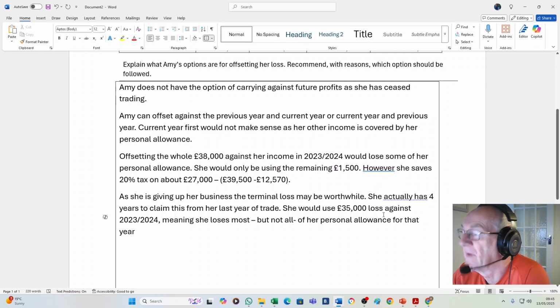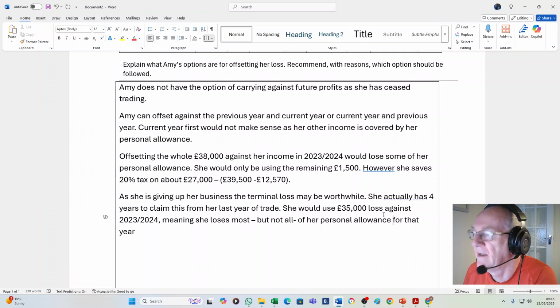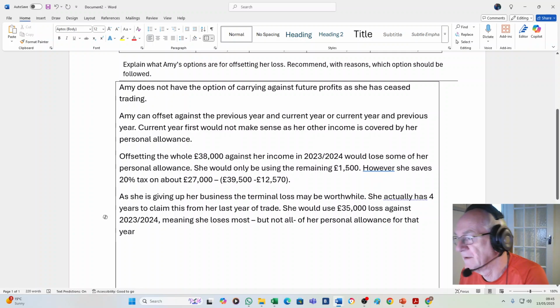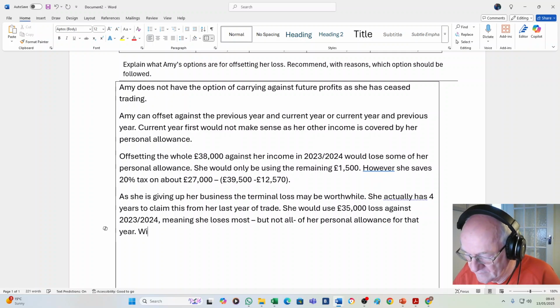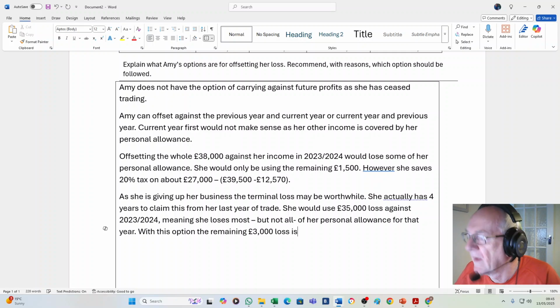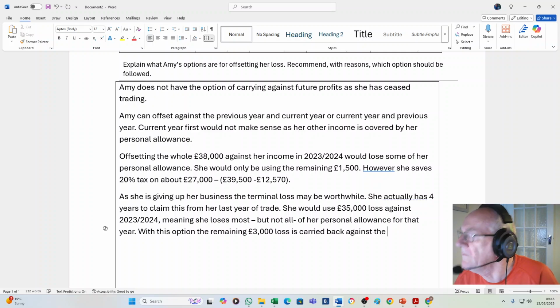Her personal allowance for that year, she's only got 4,500 left, but that's different to the carry back option, where she only has £1,500. So it's basically slightly better.